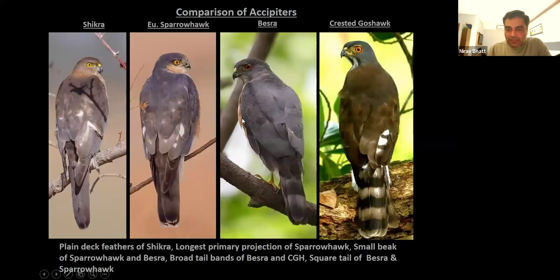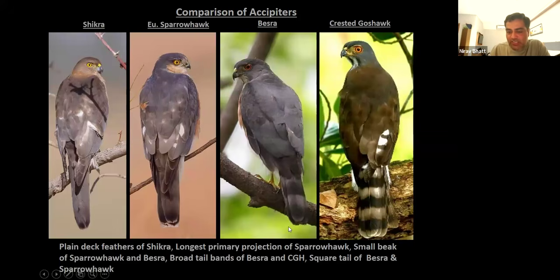On the back profile, we are comparing all the four side by side so that we can learn more. Understand here the plain deck feather of Shikra. Here they have barrings 1, 2, 3 for the Sparrowhawk. The barrings are visible. Sometimes in the field it is difficult to observe this, but depending on the light condition, inevitably the barrings are there, and as they age, the barring gets faded. In Besra, there are broad bands as seen very clearly, and Crested Goshawk also has broad bands on the tail.